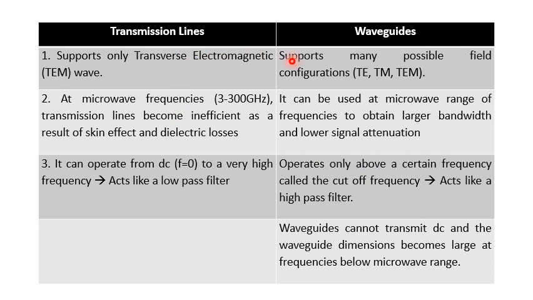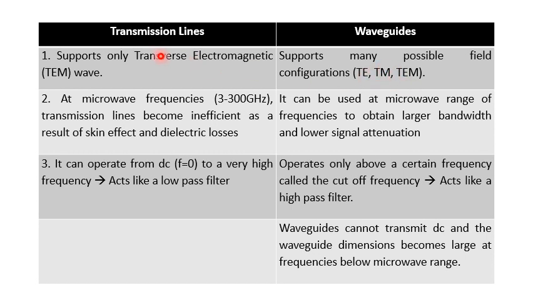This table shows the differences between a transmission line and a waveguide. A transmission line, you know, supports only a transverse electromagnetic wave. That is, a transverse electromagnetic wave means both the electric and magnetic fields are perpendicular to the direction of propagation of the wave. Whereas a waveguide is able to support transverse electric, transverse magnetic, as well as TEM waves.